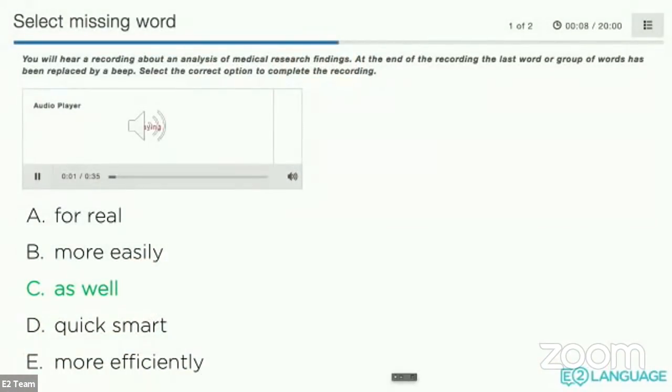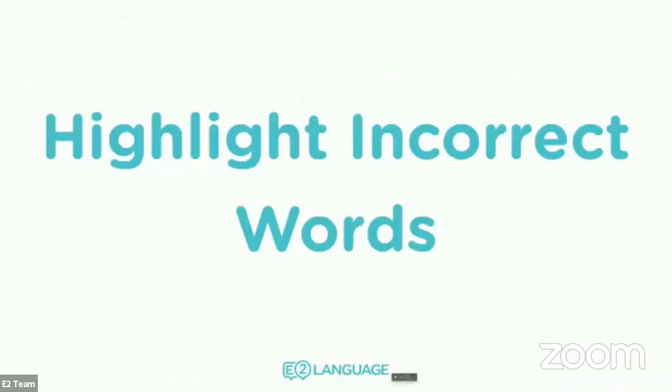And so one rat saw the rock and went round the rock, and the other one did as well. It wasn't for real, it wasn't more easily, it wasn't quick smart, and it wasn't more efficiently. It was that one rat copied another rat. So "as well" is the correct answer there. If you got C, well done. That was a tricky one.